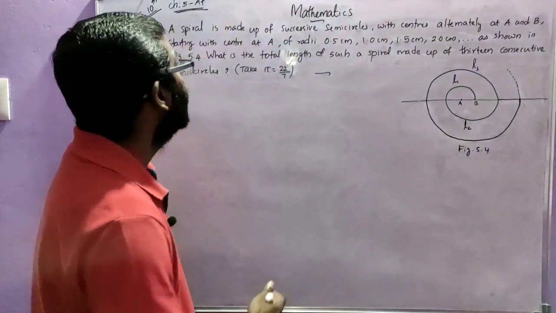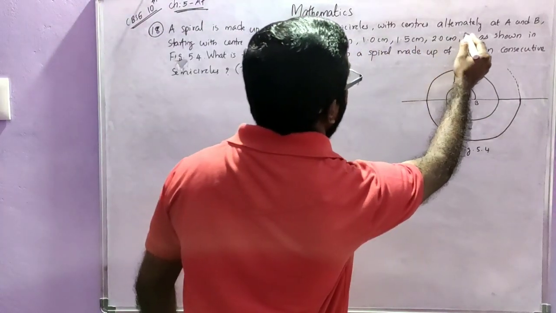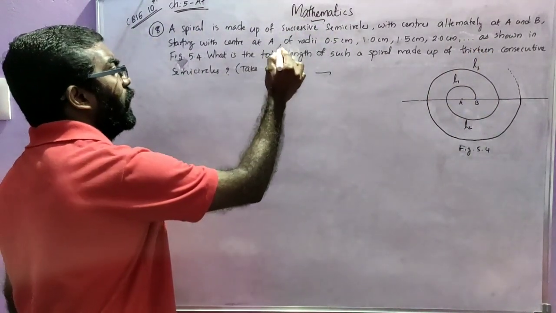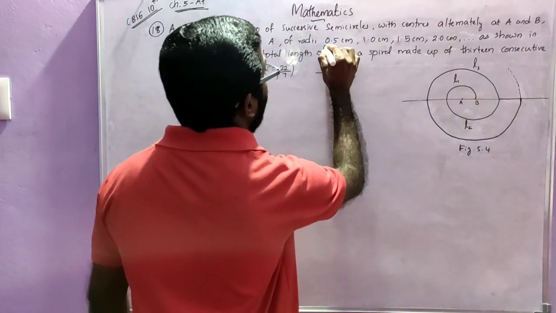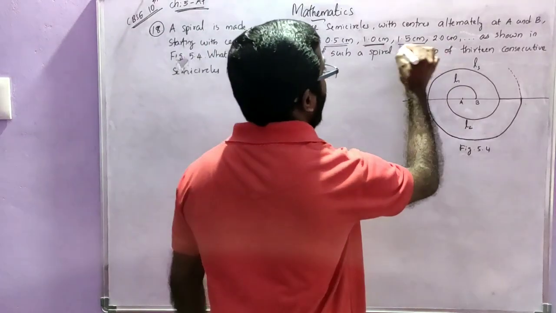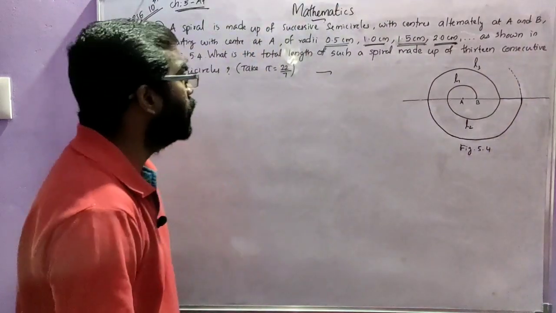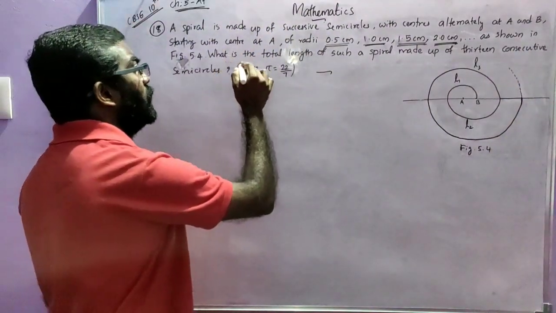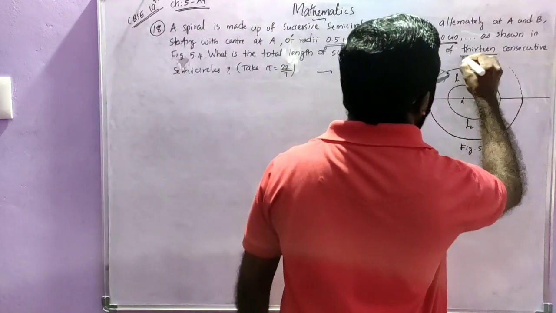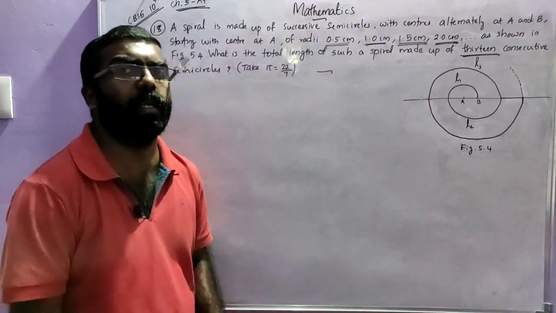Here the question is, a spiral is made up of successive semicircles with the centers alternately at A and B, starting with center at A of radii 0.5 centimeter, 1.0 centimeter, 1.5 centimeter, 2.0 centimeter, etc., as shown in the figure. What is the total length of such a spiral made up of 13 consecutive semicircles? Take the value of pi as 22 by 7.